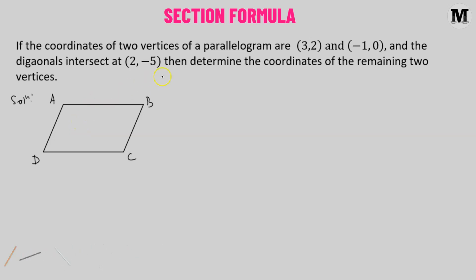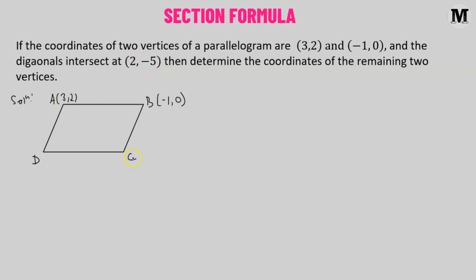Now here the coordinates of two of the vertices of the parallelogram are given to us. So let's suppose that the coordinates of vertex A are (3, 2), and the coordinates of vertex B, let it be (-1, 0). Now, it's given here that the diagonals intersect at a point with the coordinates (2, -5).